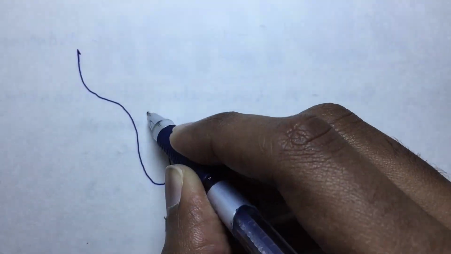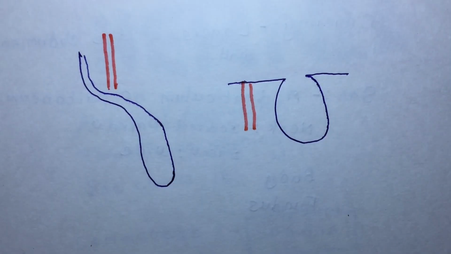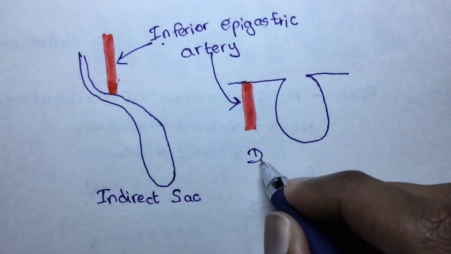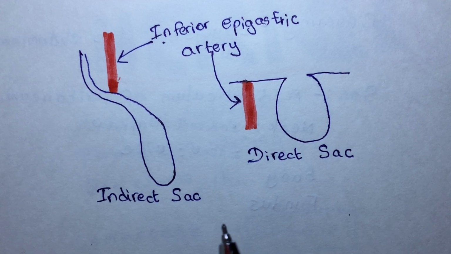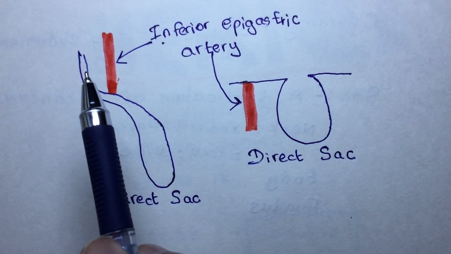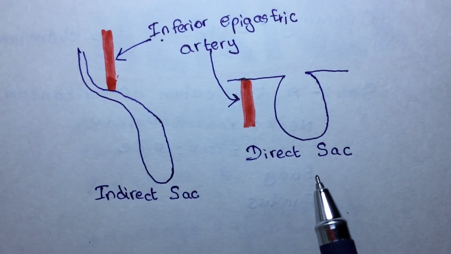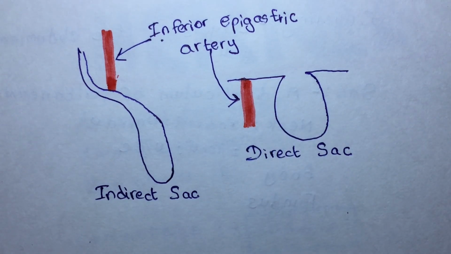Now I will be drawing a diagram to illustrate the difference between an indirect sac and a direct sac. In an indirect sac, the sac starts lateral to the inferior epigastric artery, whereas in the direct sac, the sac will be seen medial to the inferior epigastric artery.